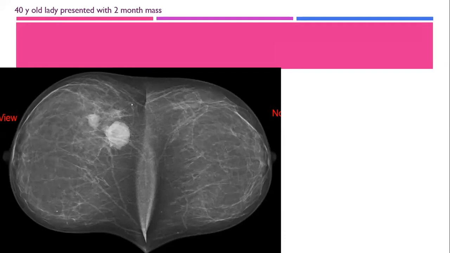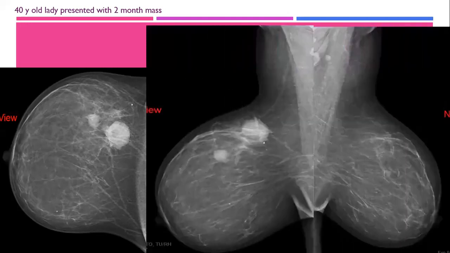There is a rather smaller mass anterior to it, with a little bit indistinct margins. The posterior margin of it is indistinct, and there is associated architectural distortion in this area. I need to see the MLO view first. Excellent, well done. You need to see the MLO.